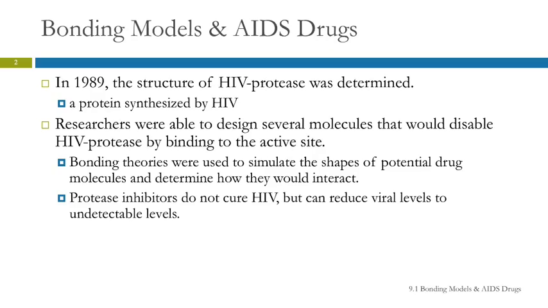Instead of just randomly trying stuff, which gets really expensive and is very, very time-consuming, they looked at the shape of that active site and looked for molecules that would likely fit in there well, and that narrowed it down to a few things to try, and they were able to find one that worked. So these are called protease inhibitors. They don't cure HIV, but they can reduce the viral loads to the point where they're not even detectable. As long as you keep taking the protease inhibitor, you're fine. It's pretty awesome.